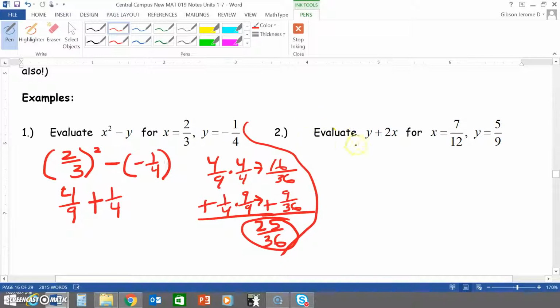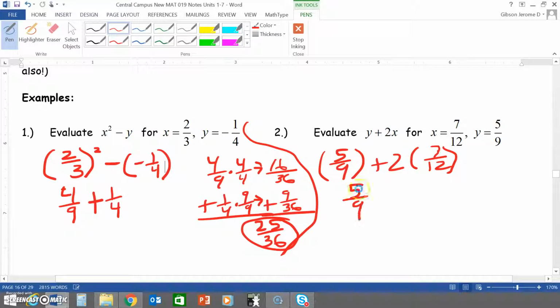Now we go over here to number 2. We still substitute. Y is 5/9 and x is 7/12. And we still put it in parentheses. So now we can't do anything with these parentheses. There are no exponents, but we do have addition and multiplication, and we'll do multiplication first.